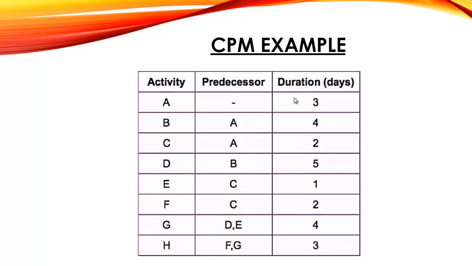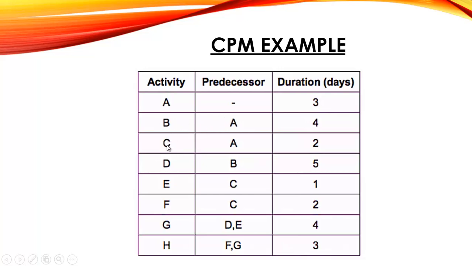So here is a CPM example. There are 3 columns: activity, predecessor, and duration of an activity. For example, there are activities A, B, C, D, E, F, G, H, and for each activity the duration is given. For example, activity A will take 3 days to complete, similarly B 4 days, and C, D, E, F, G, H 2, 5, 1, 2, 4, 3 respectively. Here are the predecessors. For example, activity B will start when activity A finishes.